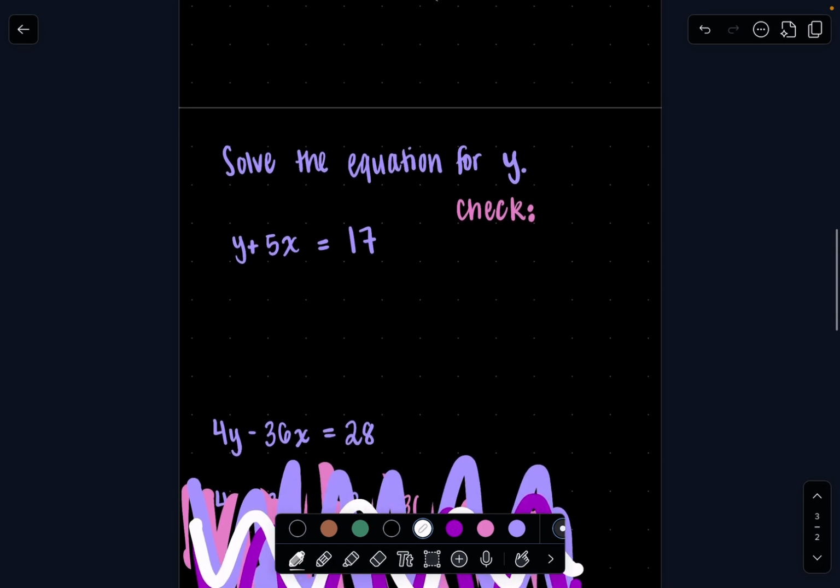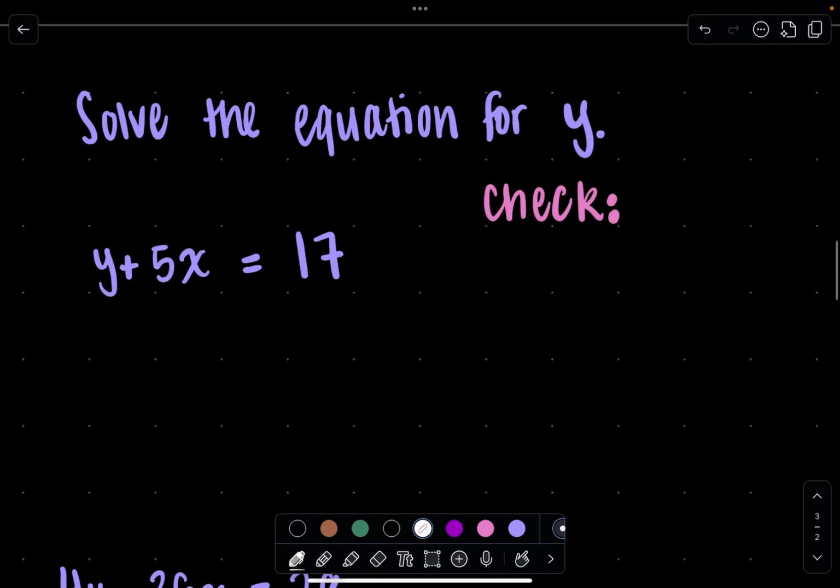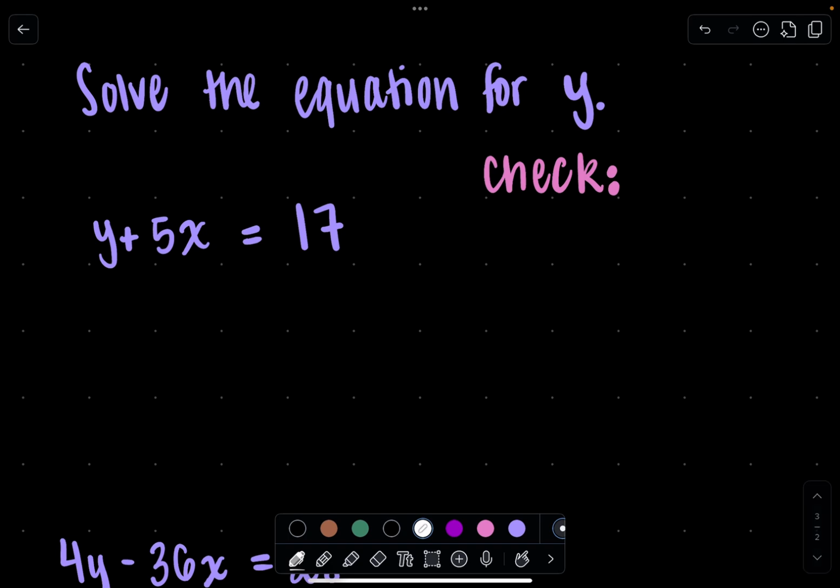Okay, so now we're going to do some practice with variables. We are now going to solve the equation for y. And notice on your note sheet, you have a little check area. For here, I want you to think, okay, we're going to be looking at the steps. What steps do we need to solve the equation for y, or in some examples, solve the equation for x?